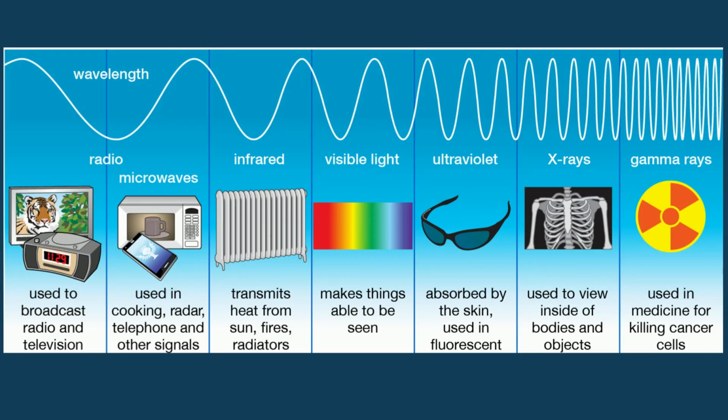This figure shows that electromagnetic waves have different uses based on their wavelengths. From longest to shortest wavelengths, we have radio waves, microwaves, infrared, visible light, ultraviolet, X-rays, and gamma rays. Each of these waves has different uses, as seen in this figure.